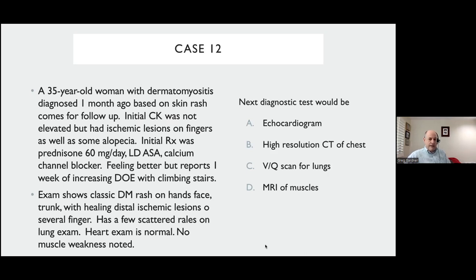Exam shows classic DM rash on face, hands, trunk, with healing distal ischemic lesions on several fingers. She now has scattered rales on her lung examination. Her heart examination is normal. No muscle weakness is noted. And I might throw in that this patient is probably Asian. So a next diagnostic test would be what? Echo, CT, VQ, MRI?